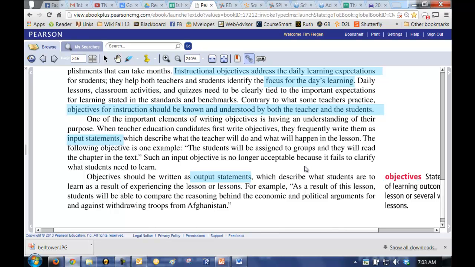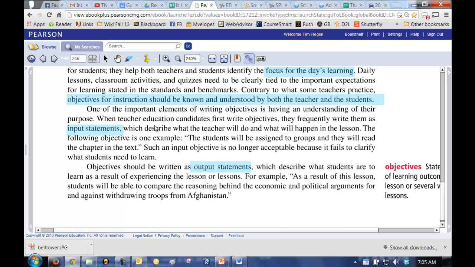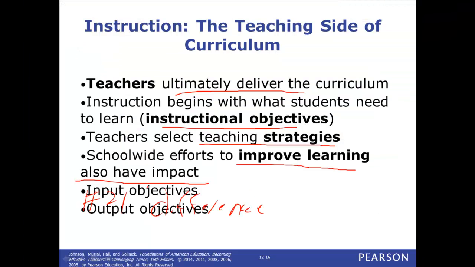So input is what you're going to do, but what we're changing this to is writing objectives that are output statements, which describe what students are to learn. For example, as a result of this lesson, students will be able to compare the reasoning behind the economic and political arguments for and against withdrawing troops from Afghanistan. So inputs were what you're going to do. We want you to write outputs, and I would like you to do that.